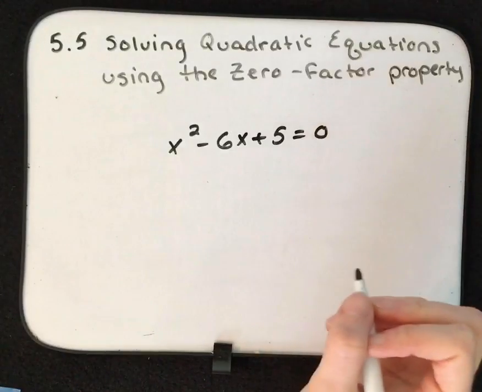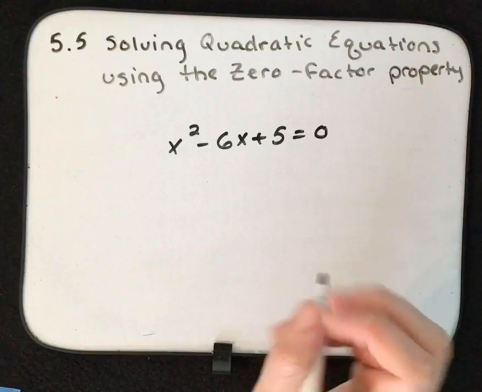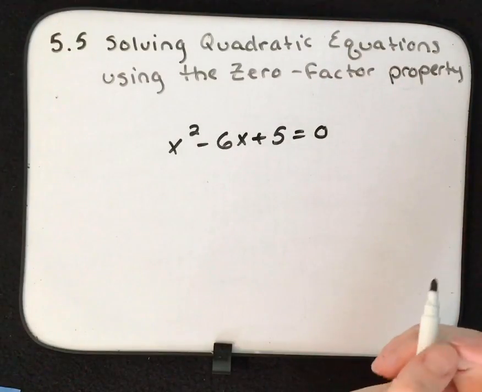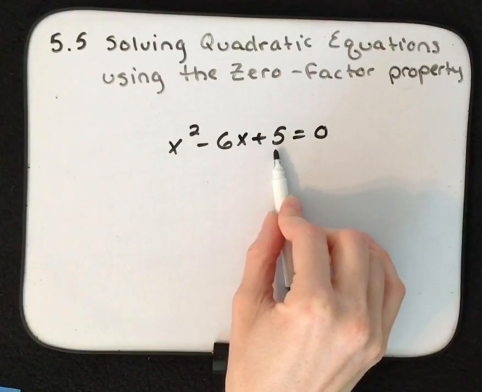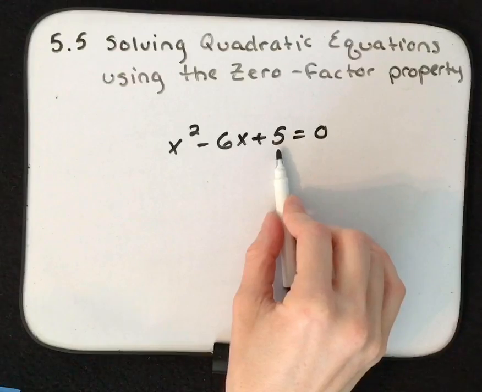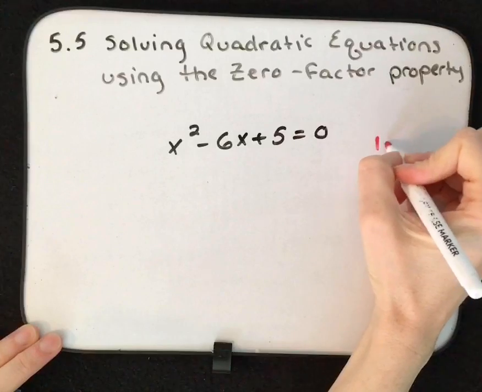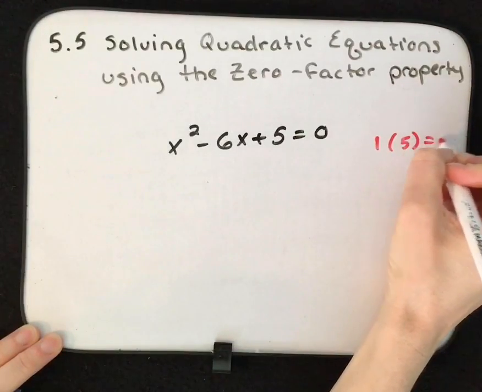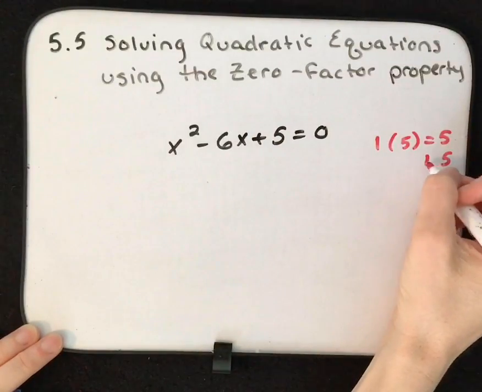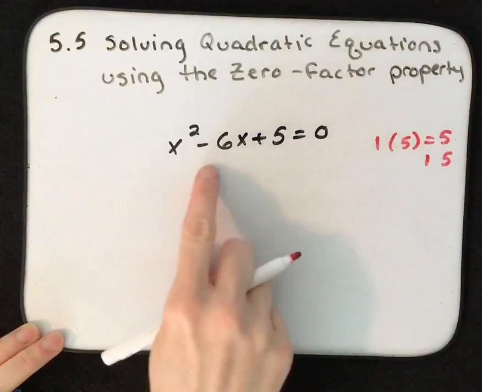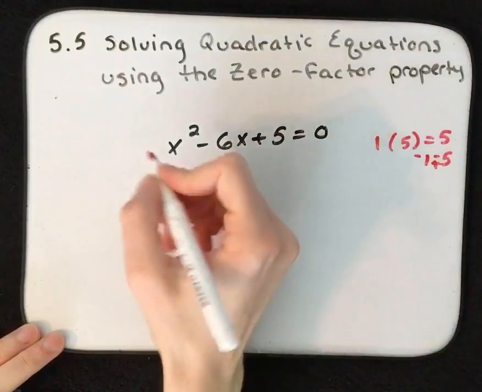X squared minus 6x plus 5 equals 0. So the first thing that we need to do is factor. So from our previous video, if you remember the AC method, we can multiply 1 times 5, and that gives us 5. And then we can look at our common factors. So if we work this through using our AC method, we would have 1 times 5, that's 5. Our factors are only 1 and 5. We need them to add to 6. But I need negative 6. So that would be negative 1 plus negative 5 to get negative 6.